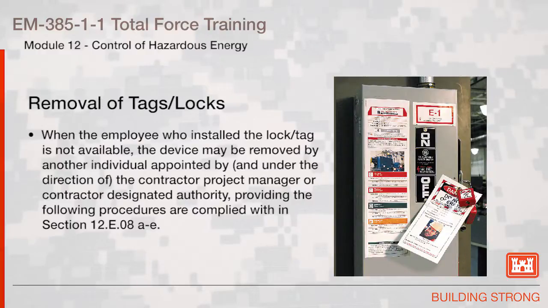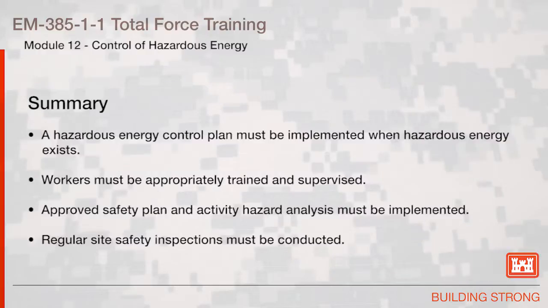When the employee who installed the lock and tag is not available, the device may be removed by another individual appointed by and under the direction of the contractor, project manager, or contractor designated authority, providing the following procedures are complied with. The procedures are found in section 12.E.8A through E. In summary, a hazardous energy control plan must be implemented when hazardous energy exists.